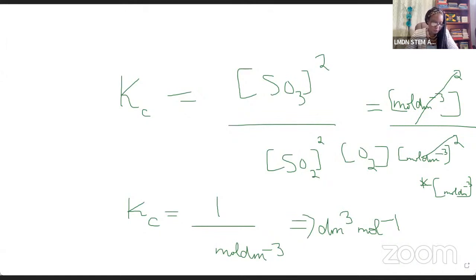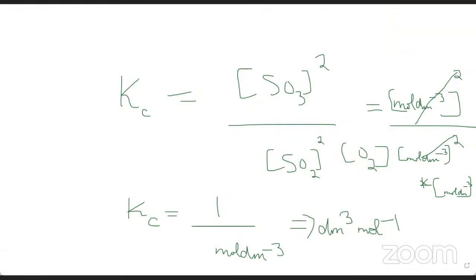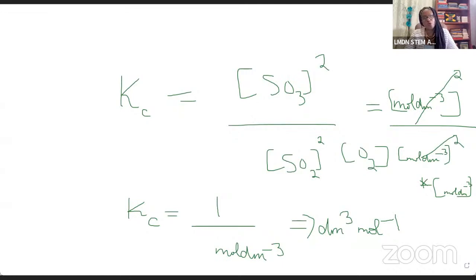Okay, let's see. Miss, could you repeat the question? Under what circumstances would the Kc have no units?